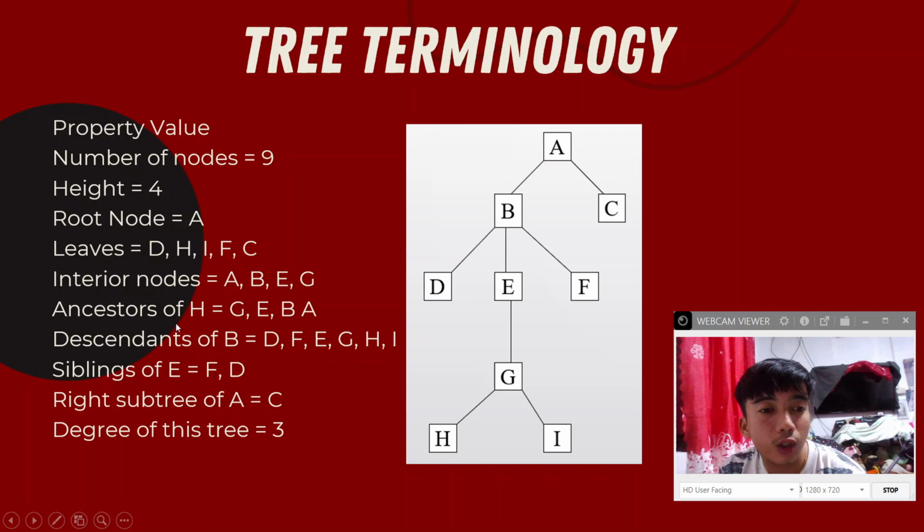So the ancestors of H. In the example in the image here, the ancestors of H are G, E, B, and A. So the descendants of B. Descendants of B are D, F, E, G, H, I. D is considered as a descendant of B because it is its own child. E is also considered because E is a child of B, and also F is a child of B.